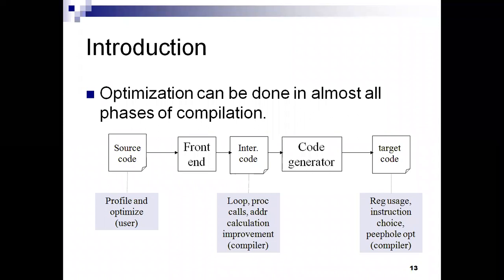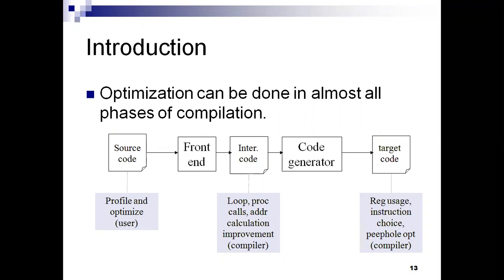And now it's the block structure of code optimization. Optimization can be done in almost all phases of the compilation. At the source code, how do we perform the optimization? By profiling and optimizing. It's done by the users. Then the front end. What consists of the front end? Lexical analysis, syntax analysis, and semantics come under the front end. And then the intermediate code.